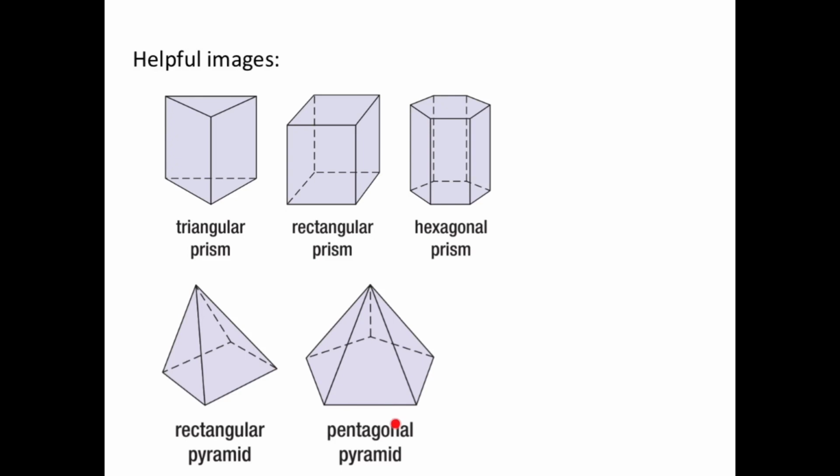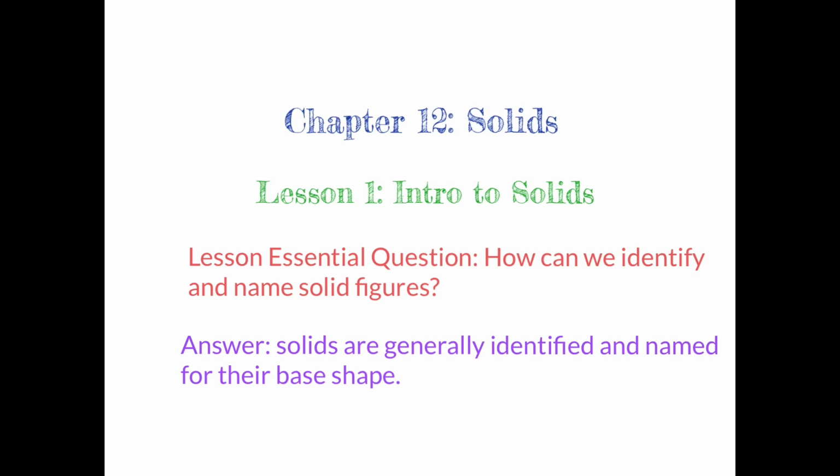These shapes are called pyramids because they are one polygon that is connected with triangles at a vertex at the tip. So prisms versus pyramids, just some examples of those images. And this concludes your introduction to solids. And so how can we identify and name solid figures? Solids are generally identified and named for their base shape.